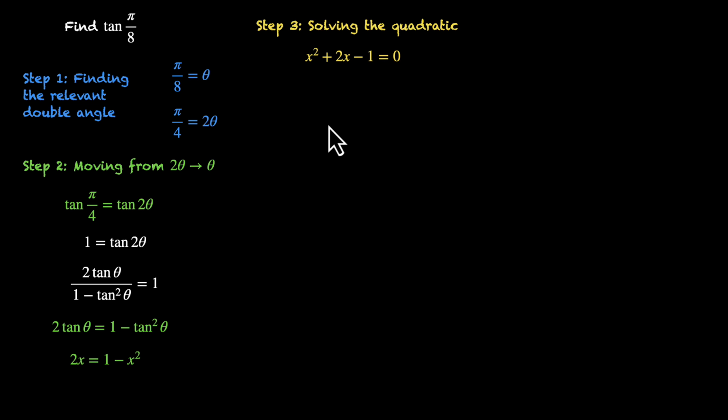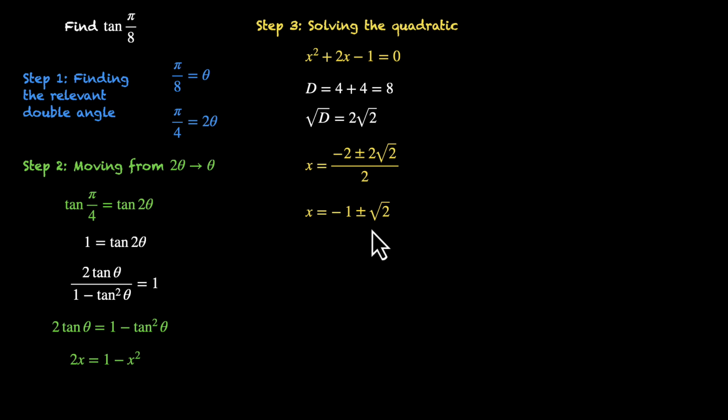Now we can solve this quadratic. We can use the discriminant formula. D is equal to b square minus 4ac. 2 square minus 4 times 1 times minus 1. That's 4 plus 4, so D is 8. Square root of D will be 2 root 2. And then we can find the value of x. So x is equal to minus b, which is minus 2, plus minus root D, which is plus minus 2 root 2, divided by 2a, which is just 2. Cancelling this 2, we have x equals minus 1 plus minus square root of 2.